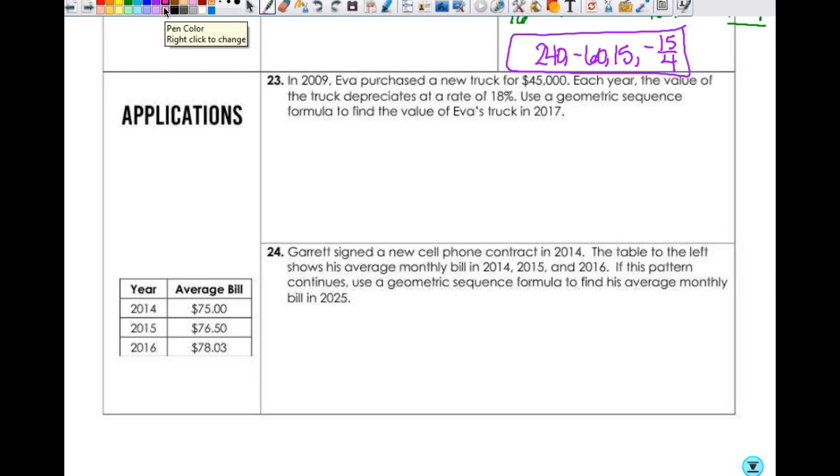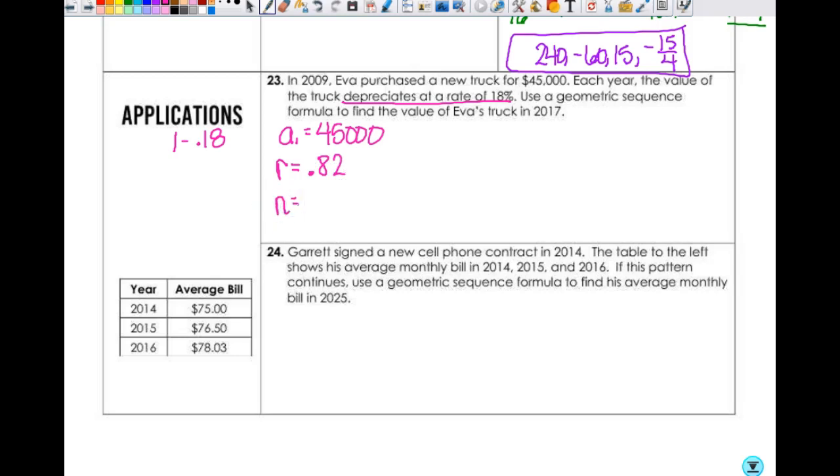All right, so it's telling me flat out to use a geometric sequence. So I need things like A1. What's A1? 45,000. Oh, it would help if I put a 5 in there. 45,000. I need R. So the truck depreciates at a rate of 18%. So what's R? 0.82. Okay, it's not 0.18 because it's 18% that's going to be subtracted. So you could think of it as 1 minus 0.18, but either way, it's 0.82. This is going to have to be less than 1 if it's depreciating. Okay. And then I need N.